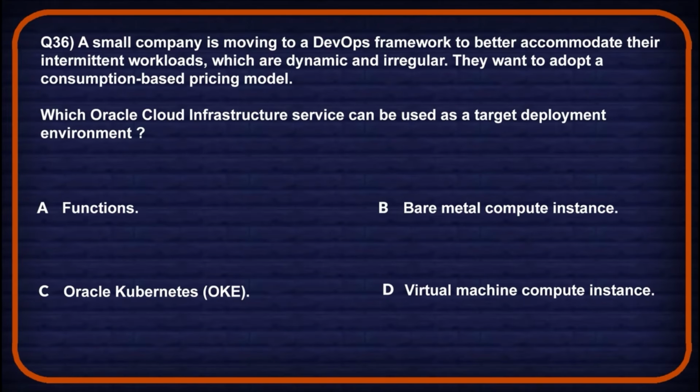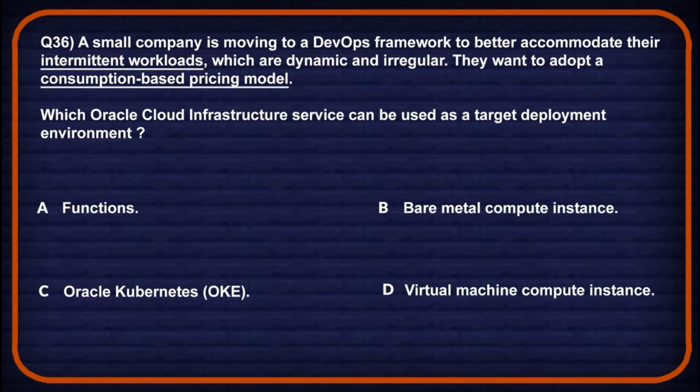Okay, let's look into question number 36. A small company is moving to a DevOps framework to better accommodate their intermittent workloads, which are dynamic and irregular. They want to adopt a consumption-based pricing model. Which Oracle Cloud Infrastructure services can be used as a target deployment environment? Okay, let's look into the options. Option A, Functions. Oracle Functions is serverless and ideal for dynamic workloads with pay-per-use pricing. So option A is looking like a good answer. Okay, let's keep it.